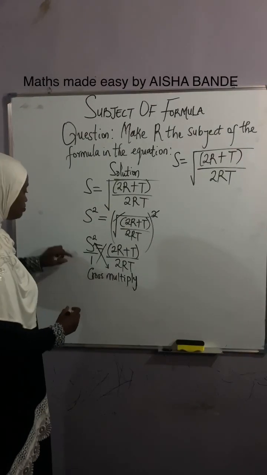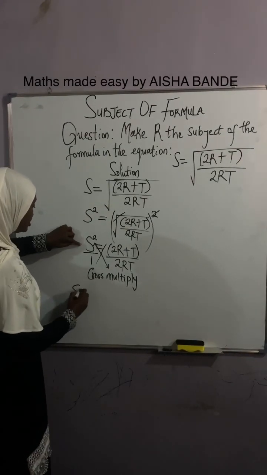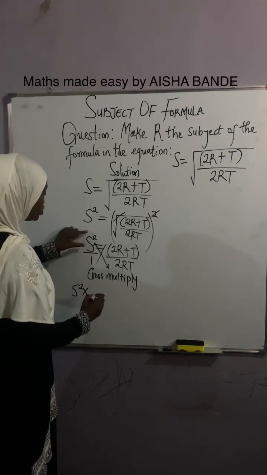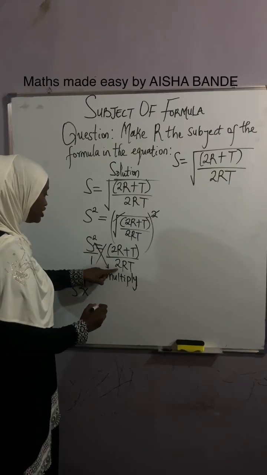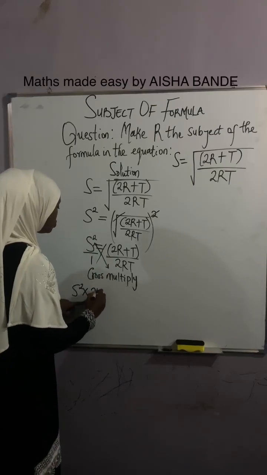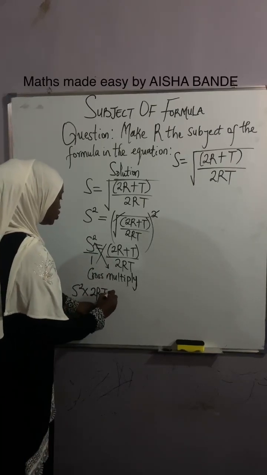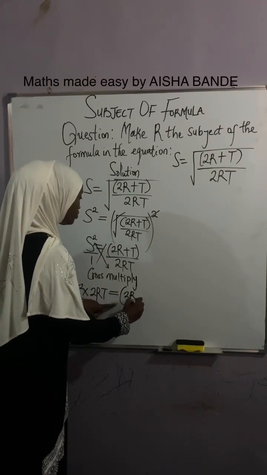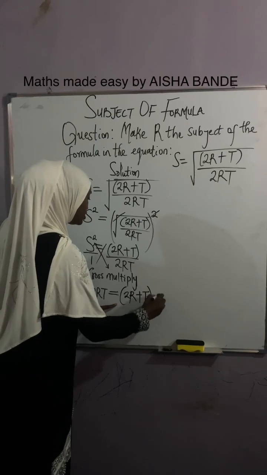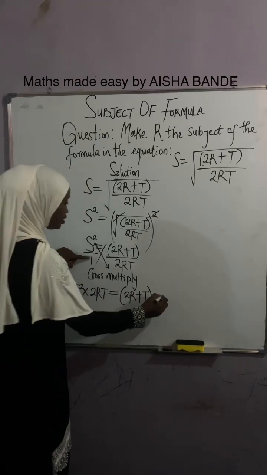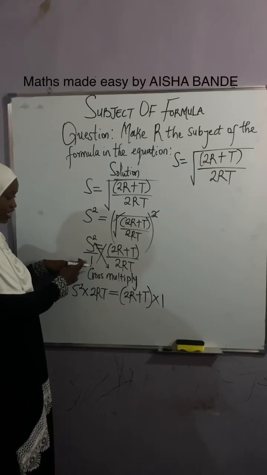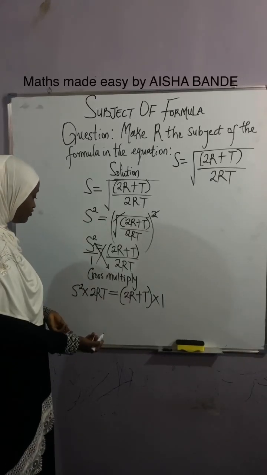So when we cross multiply, here becomes s square times, that is what the numerator here multiplying the denominator here, which is 2rt, equal to open bracket 2r plus t times what we have down here, 1. So the numerator here multiplies the denominator at this other side. So now let's simplify further.